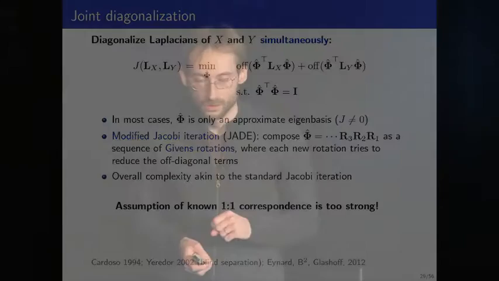In some applications, like in machine learning, it might be a good model. In our case, when we are looking for correspondence, we need to know the correspondence to do joint diagonalization, which of course sounds meaningless. So this model is not applicable to shape correspondence.